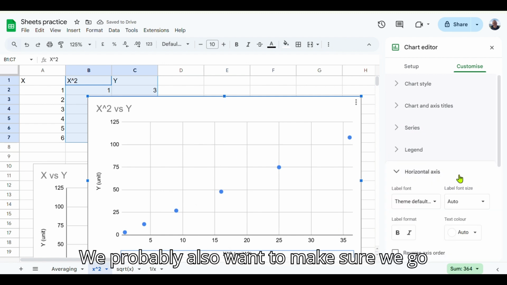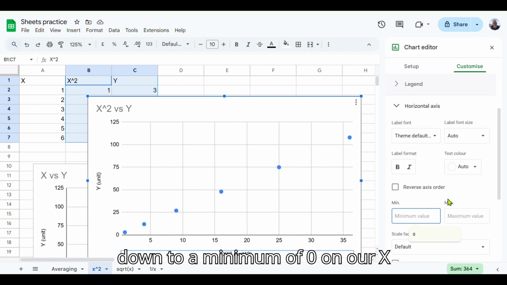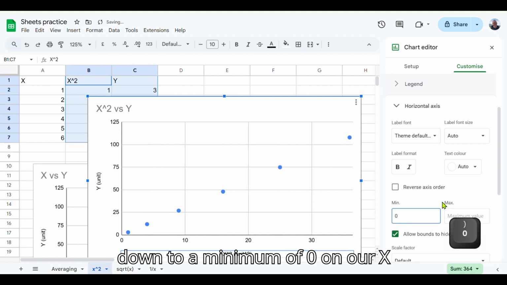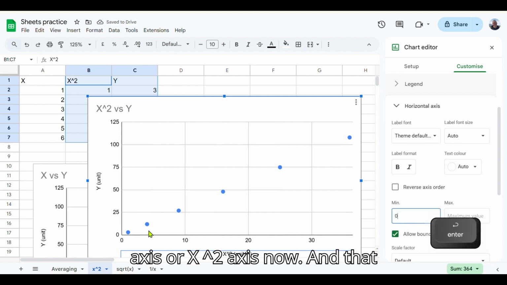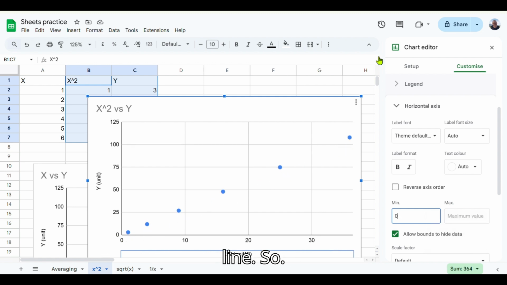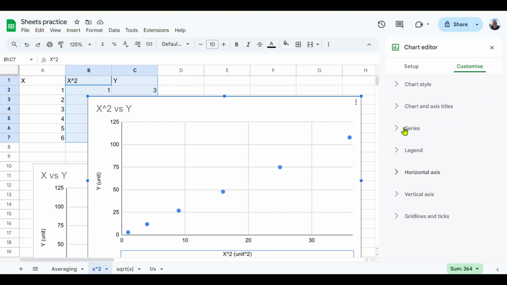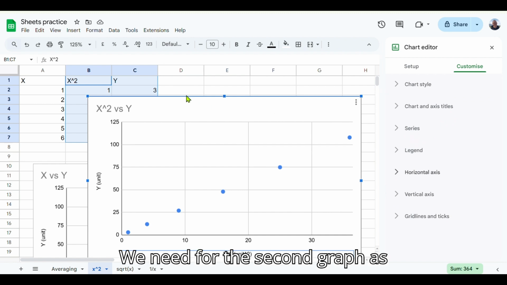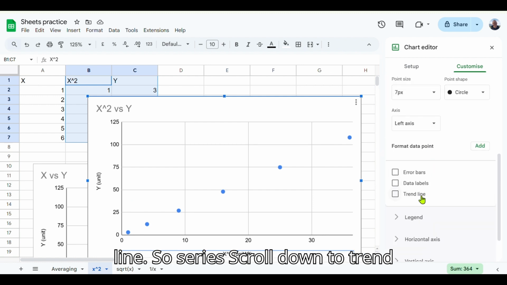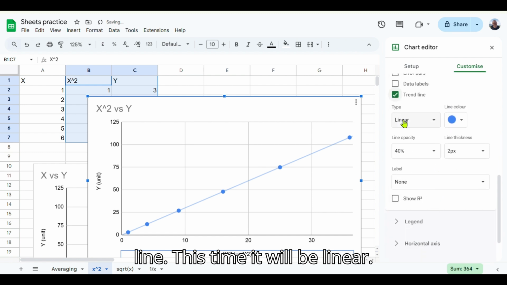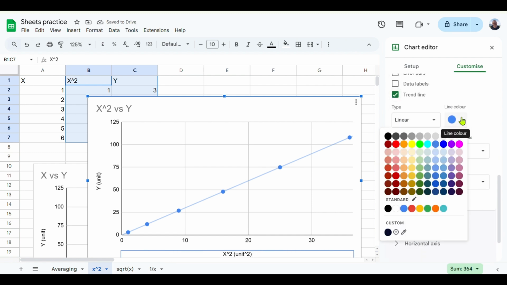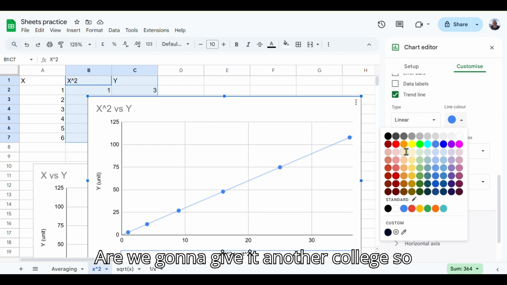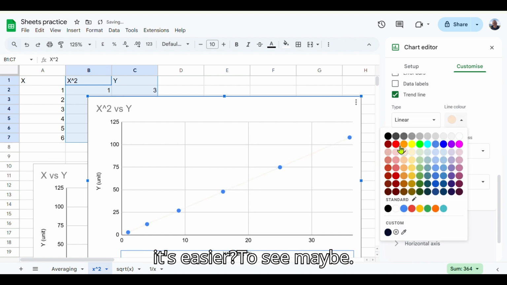We probably also want to make sure we go down to a minimum of 0 on our x squared axis now, and that will show us a nice straight line. So for the second graph as well, we need to have our trend line. So series, scroll down to trend line. This time it will be linear, and we're going to give it another color just so it's easier to see maybe.